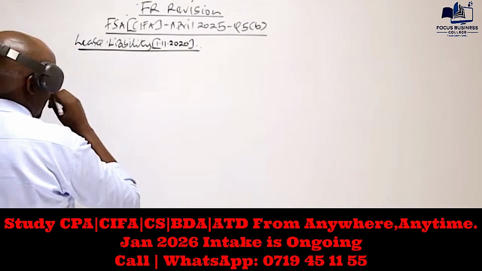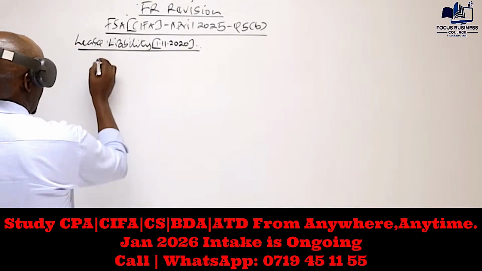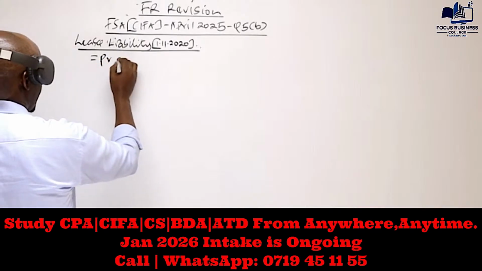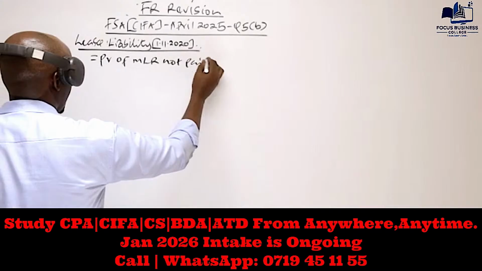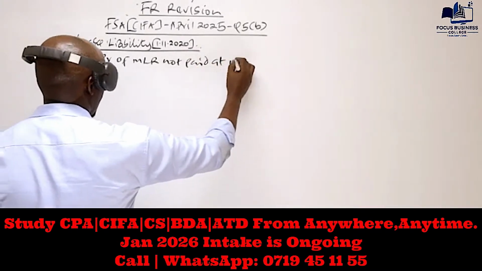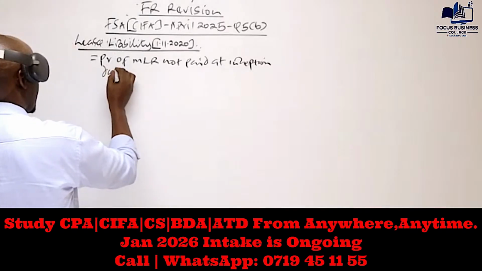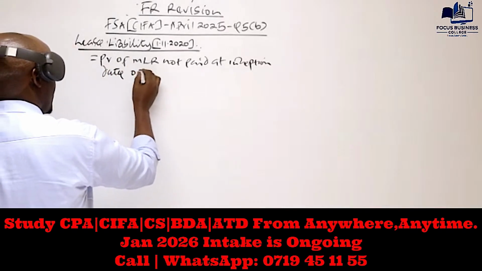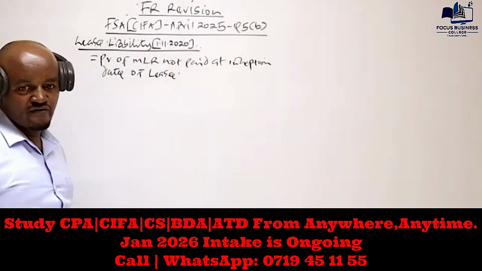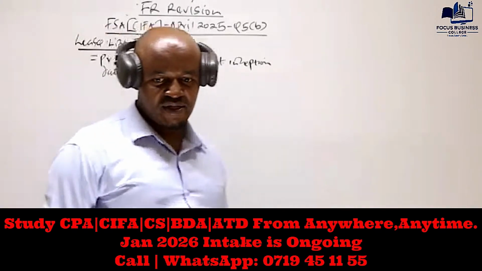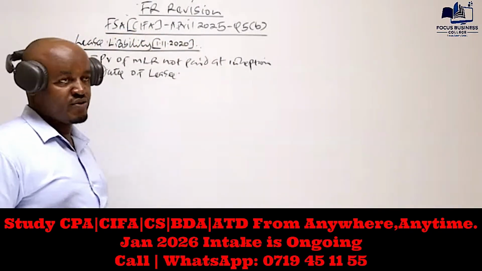So we need to compute the risk liability. How do we compute this risk liability? We say that this one is equal to the present value of the minimum risk rentals not paid at the inception date of the risk. So we discount those particular minimum risk rentals which were not paid at the inception date.